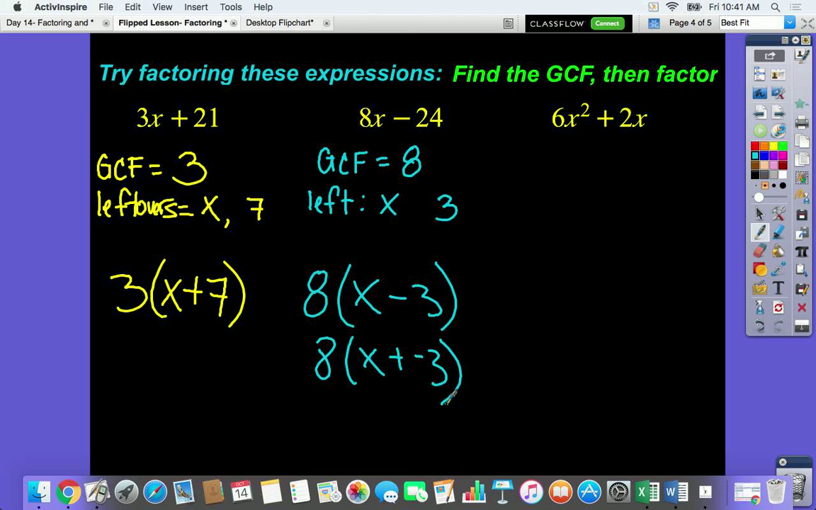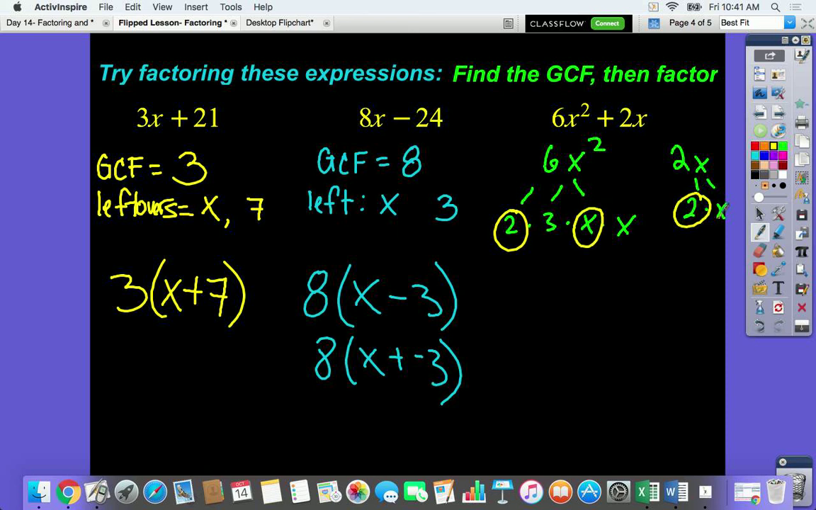All right, here's a tricky one. We're going to actually factor this one out. My factors of 6x squared are 2 times 3 times x times x. 2 times 3 times x times x to get 6x squared. My factors of 2x are 2 and x. Let's circle what they have in common. I see a 2 and a 2 and an x and an x, which means my GCF is 2x. My GCF is 2x.